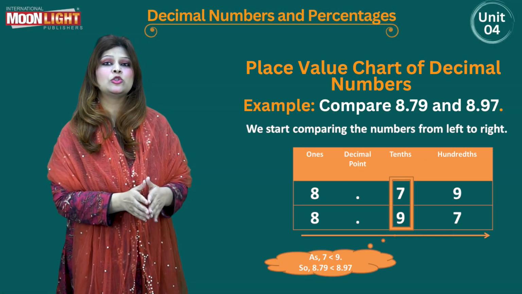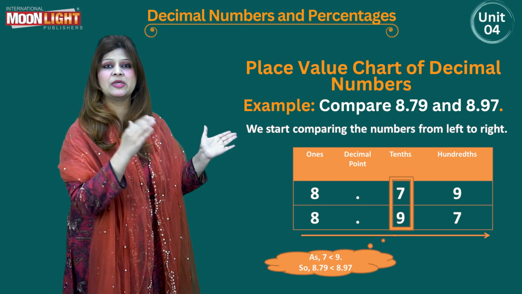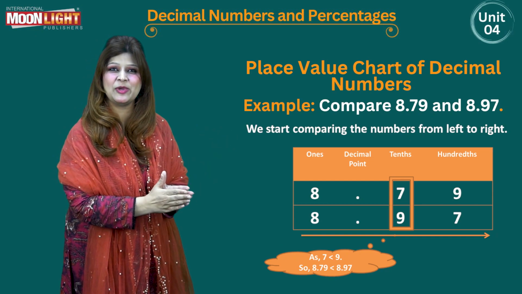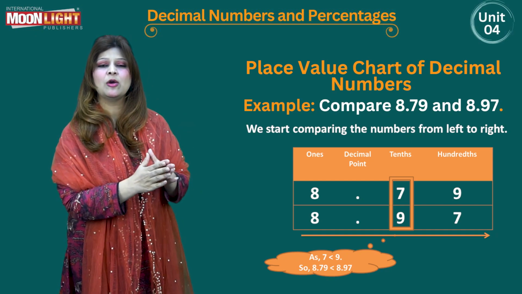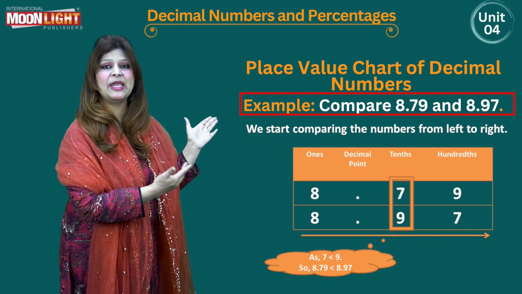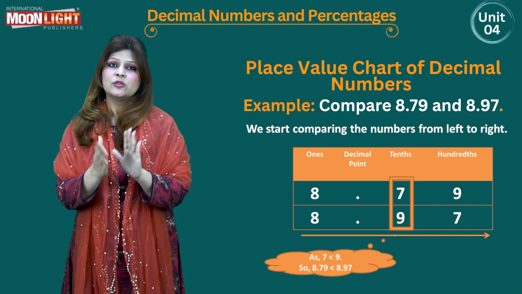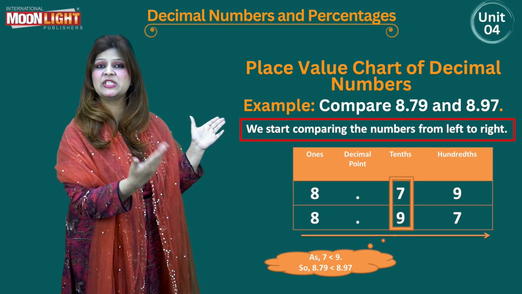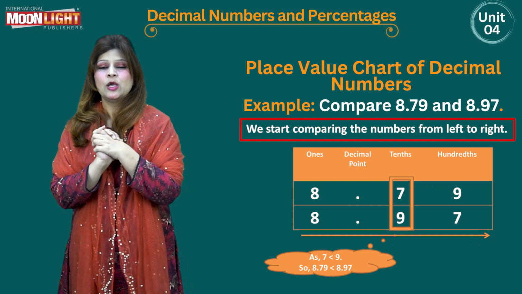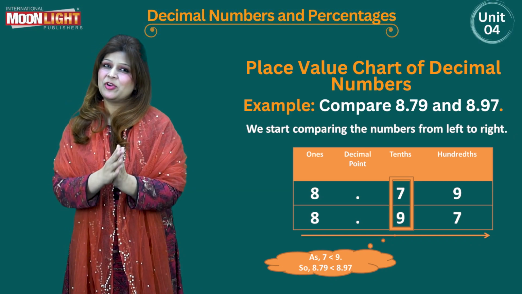So the place value chart of a decimal number, you already know that we are going to put the numbers over here in this place value chart for comparing two numbers. Okay, so right now we have an example: compare 8.79 and 8.97. So we start comparing the numbers from which side? Yes, left to right. So now my dear students, why are we starting from left to right?